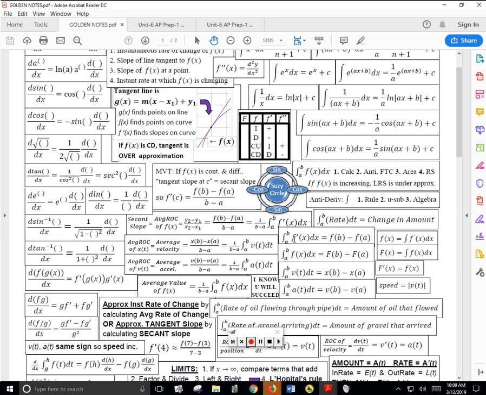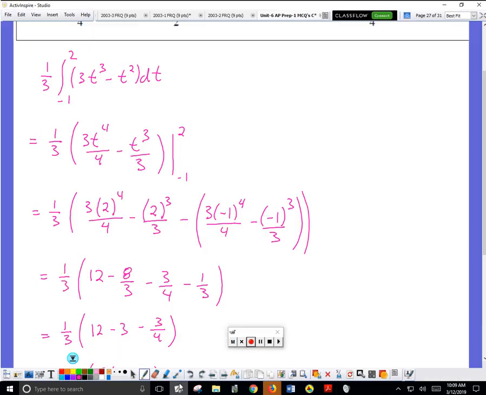So I take the antiderivative of f prime. So that's what we did here. We took the antiderivative of this. So this is my f prime. This is my f. And then I need to take f of 2 and f of negative 1, just like you see on the paper, and I need to subtract them. That's the fundamental theorem. Does that answer your question? Okay, you good? Yeah, sure.